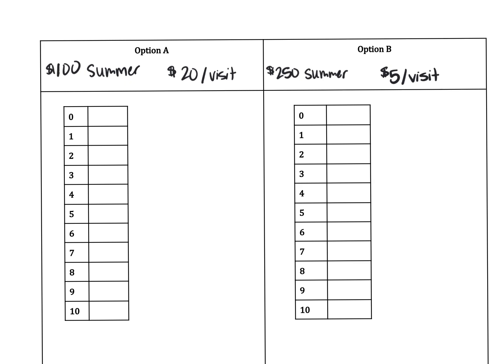At dinner, the Flores family talked about how many times a week they think they will visit the pool and how many times total in the summer they will visit. How can the Flores family decide which option to choose?